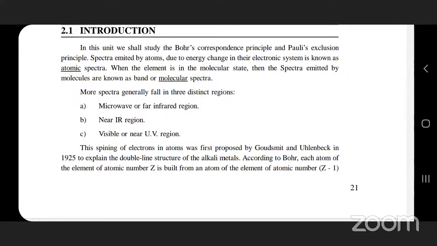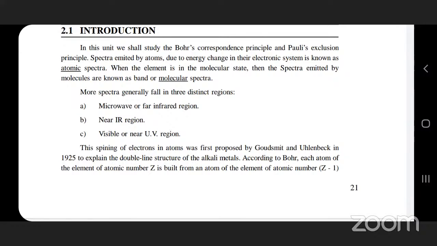In this spectrum, there are three distinct regions to be observed. First is the microwave or far infrared region. In infrared, you can observe the near IR as well as the far IR regions. So one is the microwave or far infrared region, the second is the near IR region, and the third is the visible or near UV region. UV is the ultraviolet region. All of these are observed in the electromagnetic spectrum.